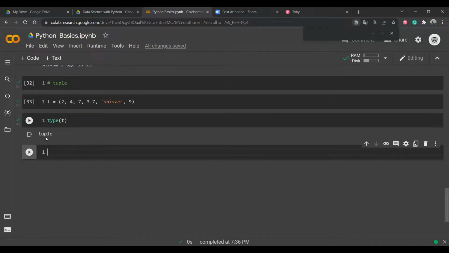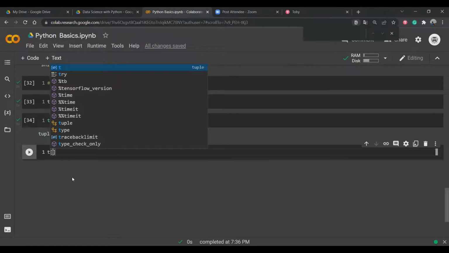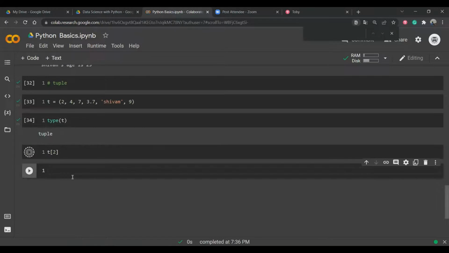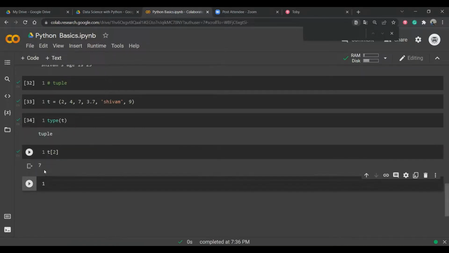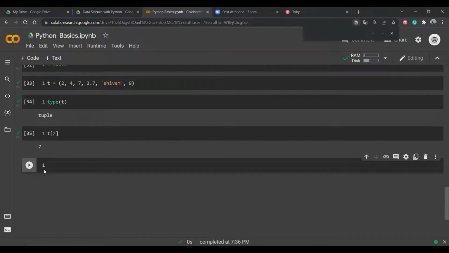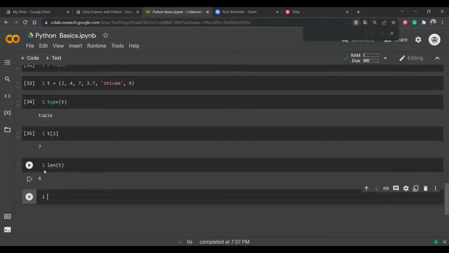And here you can also perform indexing, because all these elements have some index value. All these elements are stored somewhere in the heap memory in the form of an array. So suppose I want to access 7 only. The index value of 7 is 2, so we are able to get 7 over here. And even if you want to get the length of this tuple, that is, how many elements are inside it, we can get the length.